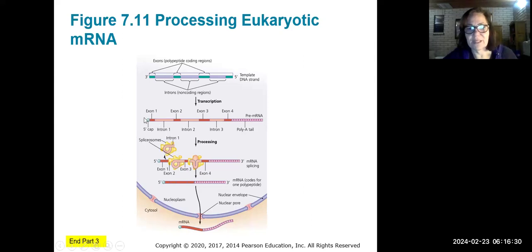Doesn't matter. The point is, you get all the exons, put them together, put a cap on one end and a poly-A tail on the other end, and that is what gets to leave the nucleus and go get translated.